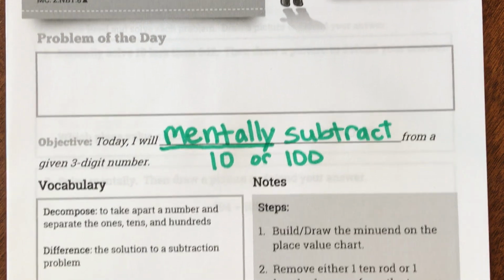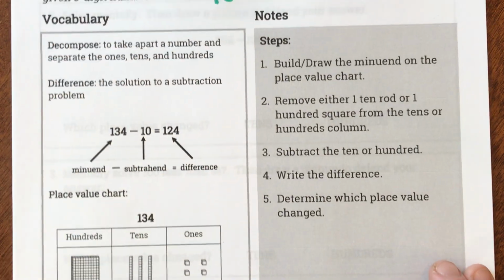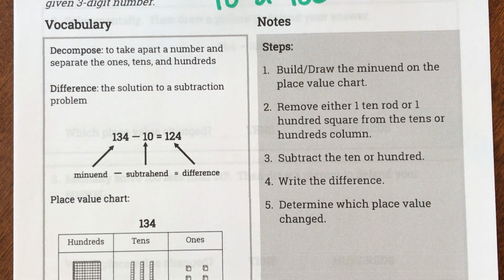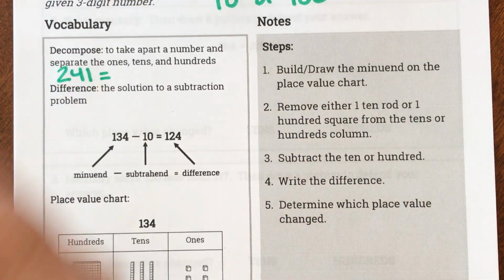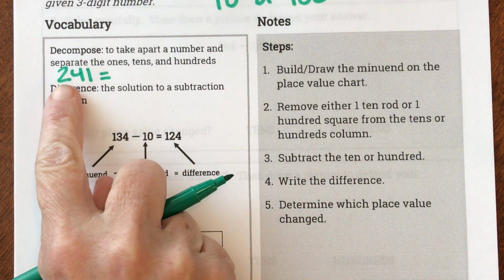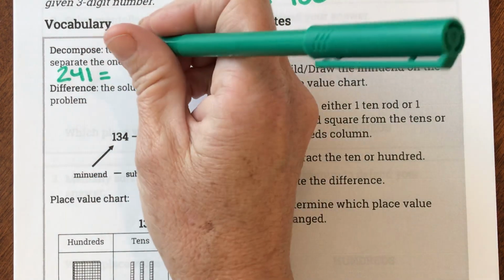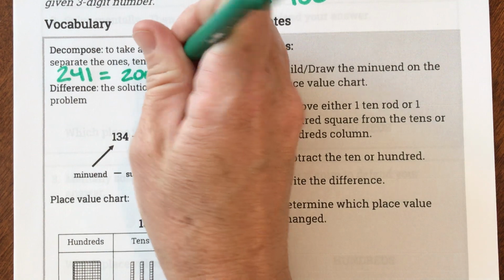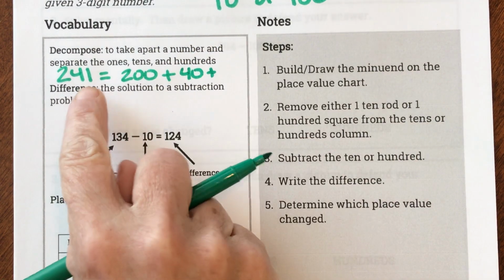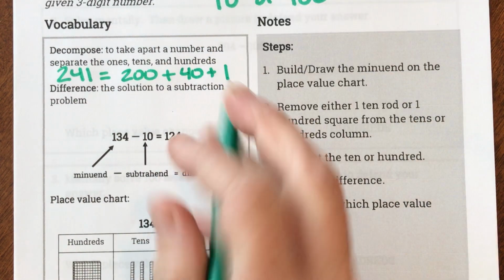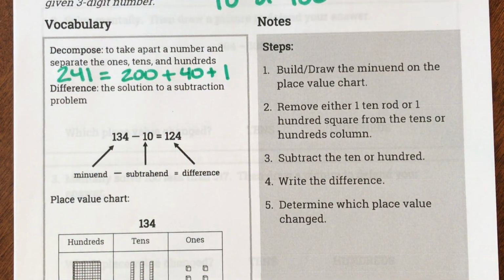Okay, so let's look at our vocabulary. Our first vocabulary word says decompose. Decompose means to take apart a number and separate the ones, tens, and hundreds. So if I had a number like 241, and I separate it, this means I have 2 in the hundreds place, so I have 2 hundreds, plus I have a 4 in the tens place, so I have 40, plus I have a 1 in the ones place, so I have 1. So this is what decompose a number looks like.